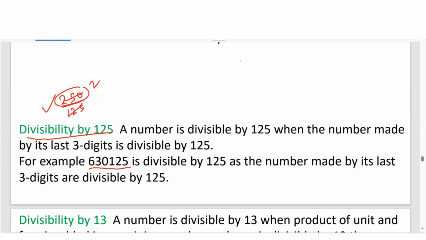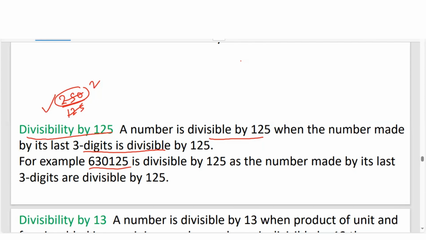So what we need is a simple technique or logic for checking whether a number is divisible by 125 or not. So what is the simple technique? Any number is given, you want to check whether that number is divisible by 125. Then only focus on the last 3 digits of the number. If the last 3 digits of the number are divisible by 125, that means that number is divisible by 125.